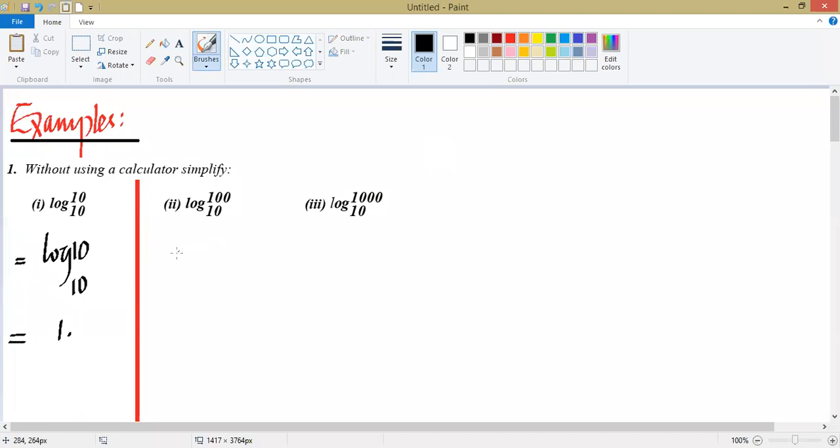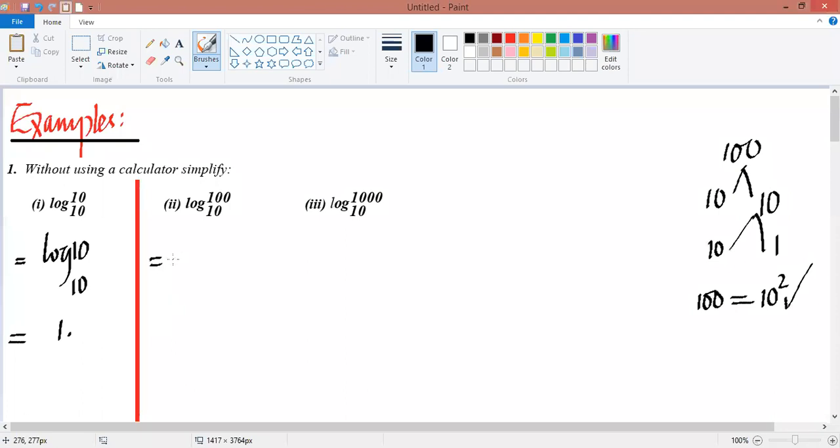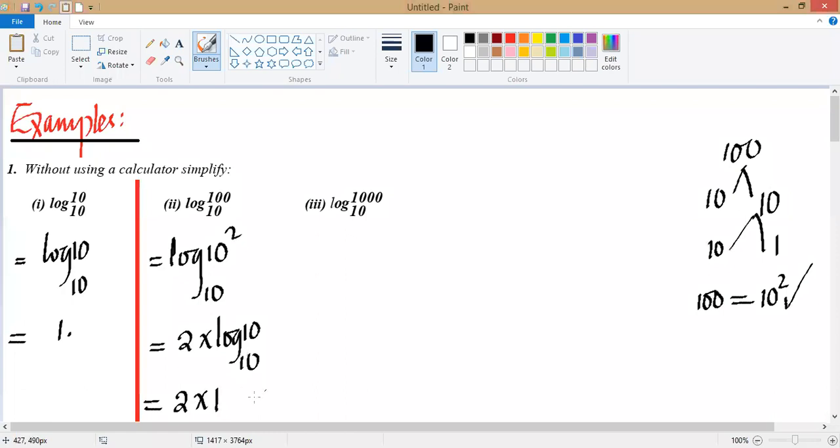Yes, that is after someone, possibly the side work is the prime factorization of 100 by 10, getting 1, meaning that 100 is the same as 10 squared. So you can write this as log of 10 squared to base 10, which becomes 2 times the log of 10 base 10, which is actually 2 times 1, which implies that the result is equal to 2. Agree?